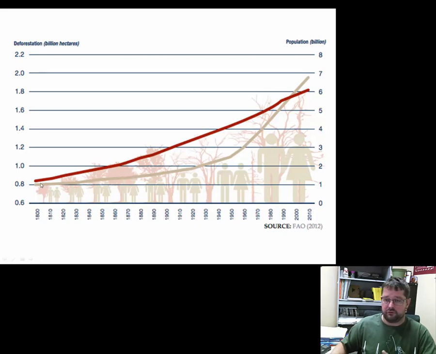So you can see CO2 emissions is going up with human population. Extinction rate is going up with human population. Deforestation rate is going up with human population. It's not all a coincidence of better data collection. It's actually occurring.